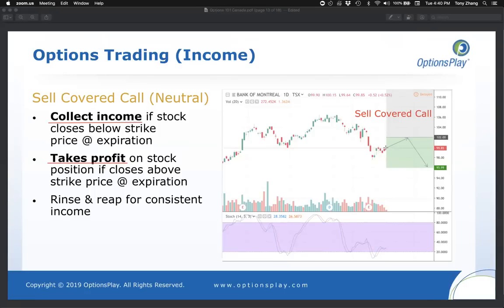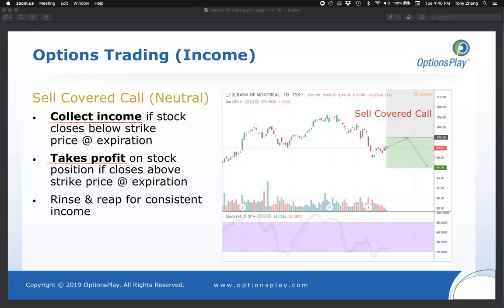So let's say I own BMO stock at 100. Maybe I have a target price of 102 or 105 or whatever your target price is. You can sell a covered call at that price, collect some income. If the stock doesn't exceed that price by expiration date, you keep the income and you do it again.